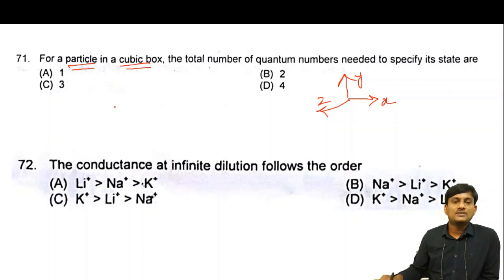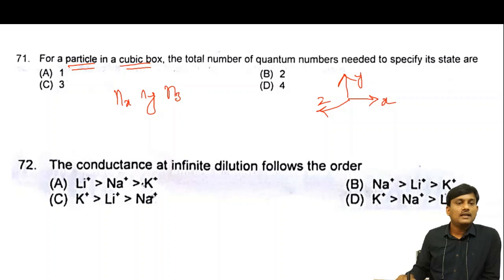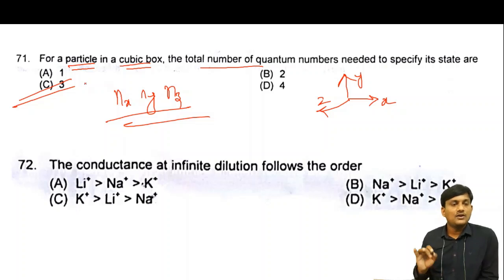Okay, it depends on 3 quantum numbers, Nx, Ny, and Nz. So how many are required? 3 quantum numbers are required to specify this state. So what is the answer? 3 is the answer.